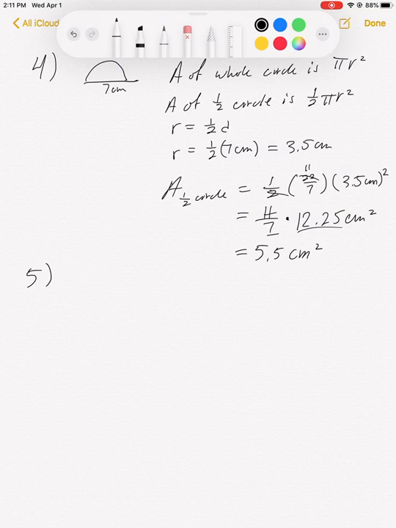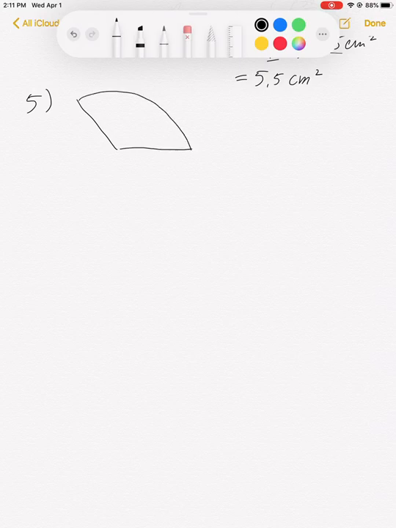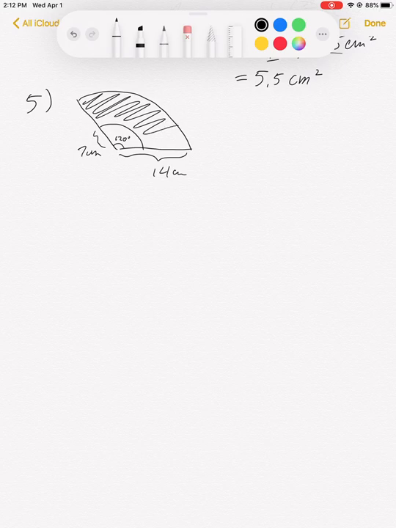The area of the shaded region looks like this. So I'm just going to draw a copy of it here. Circle part there. This right here is 120, and this right here is 14 centimeters, and just this part right here 7 centimeters. Okay. So the shaded region is right here, so you shade that in.